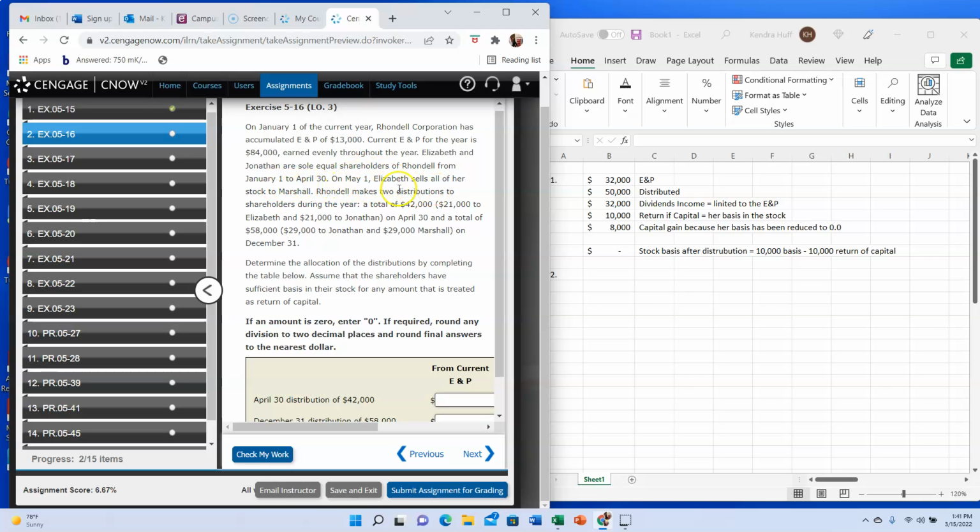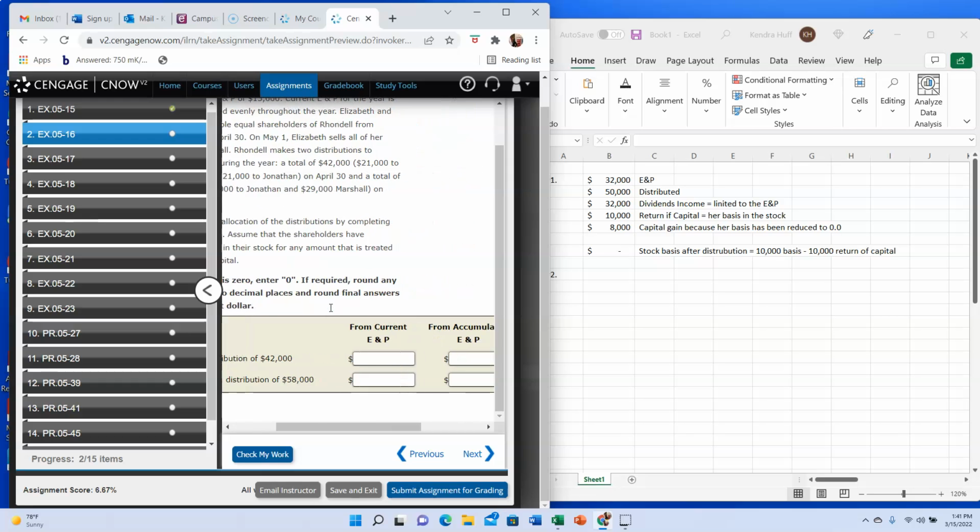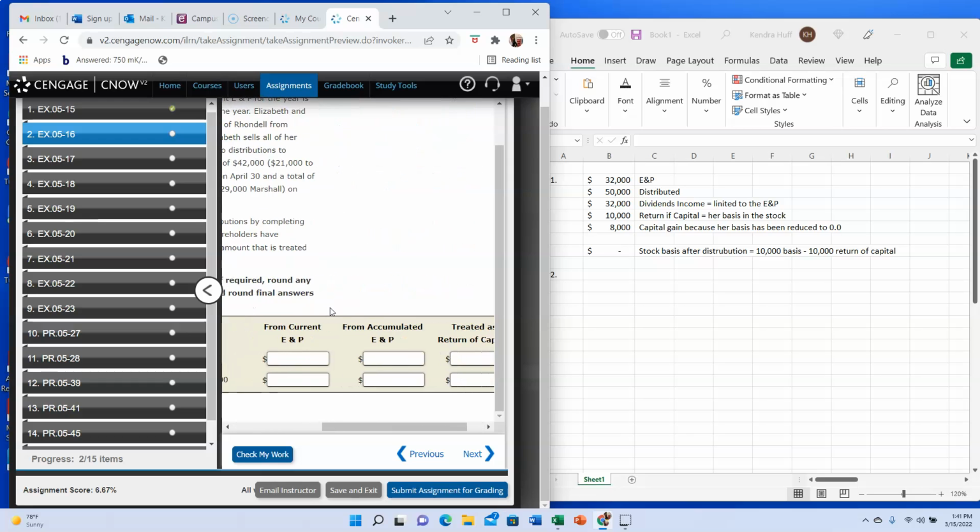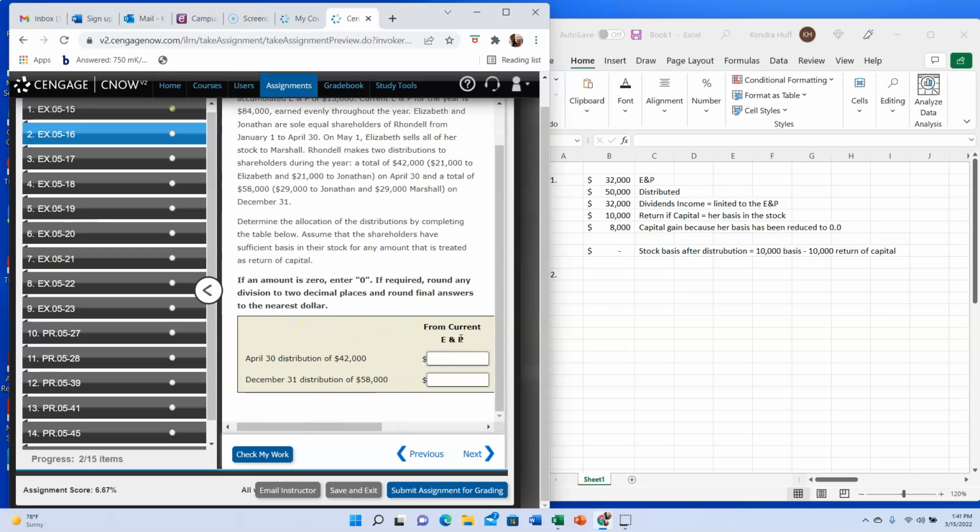On May 1st, Elizabeth sells all of her stock to Marshall. Rondell makes 2 distributions to shareholders during the year: a $42,000 distribution, 21 each to Elizabeth and Jonathan on April 30th, and then a total of $58,000, 29 to Jonathan and 29 to Marshall on December 31st. Determine the allocation of the distributions by completing the table below. Assume the shareholders have sufficient basis in their stock for any amount that is treated as return on capital. Okay, so you're just supposed to say, what is the distribution? Is it from current E&P, from accumulated, and then how is it treated?